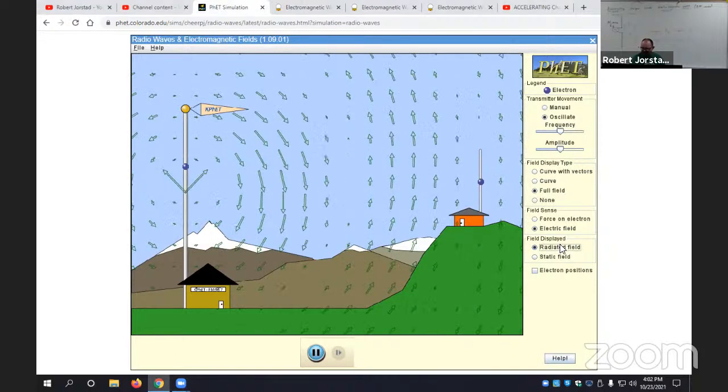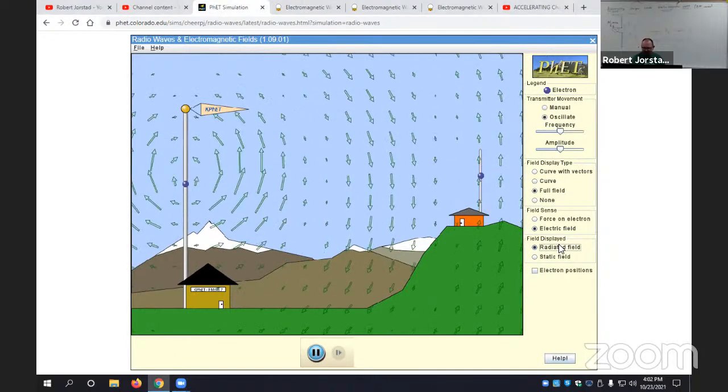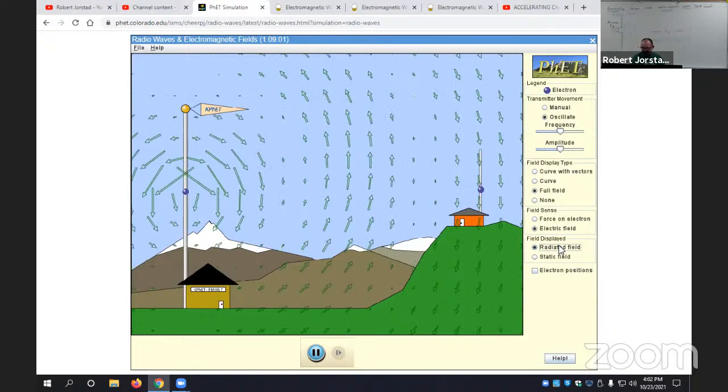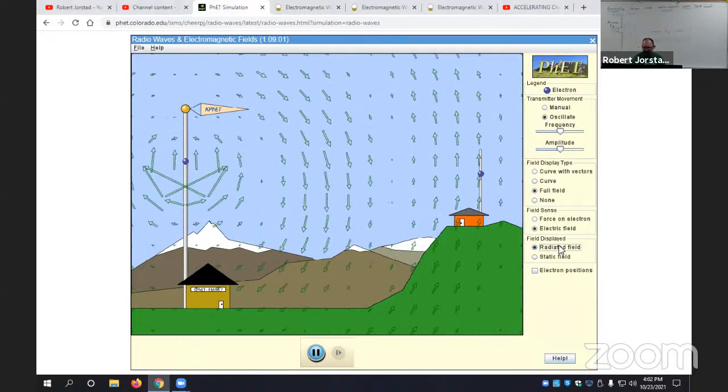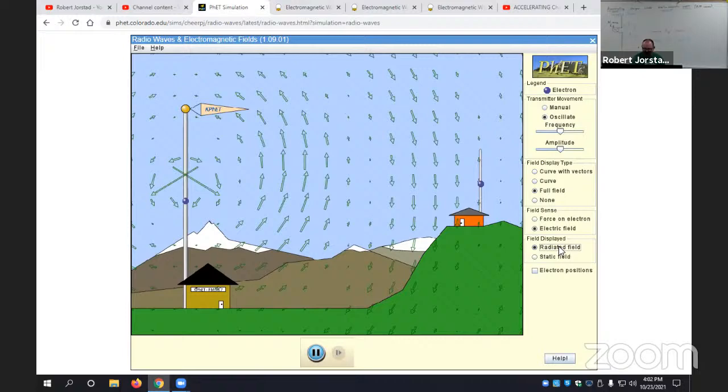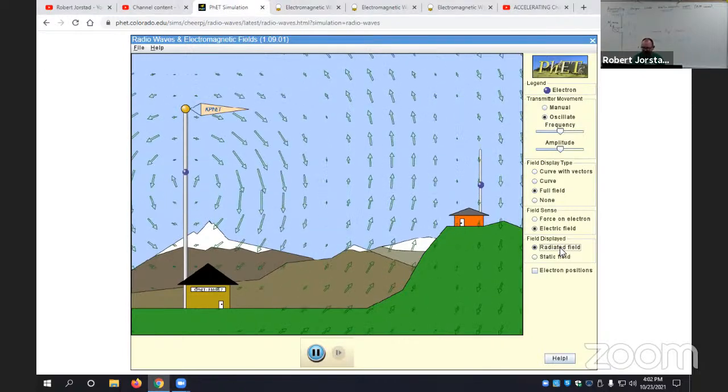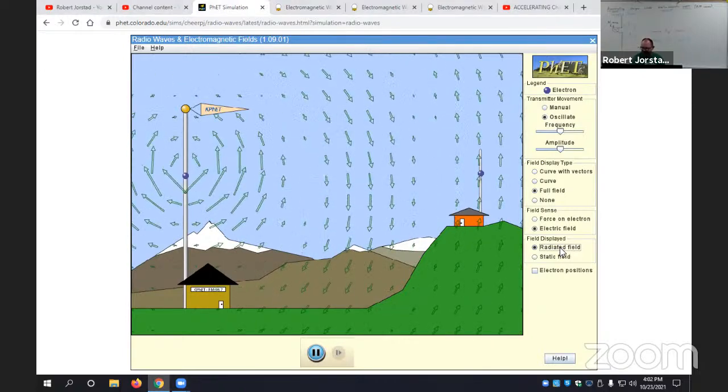And this is the radiated field that comes from the changing part. And we see that's hugely dominant here. So far from the source, these radiated fields are what matter. Now, we aren't going to try to understand all the math of this thing.